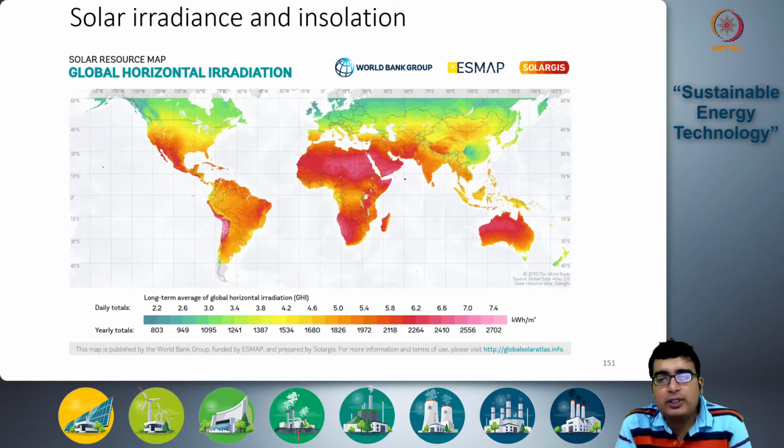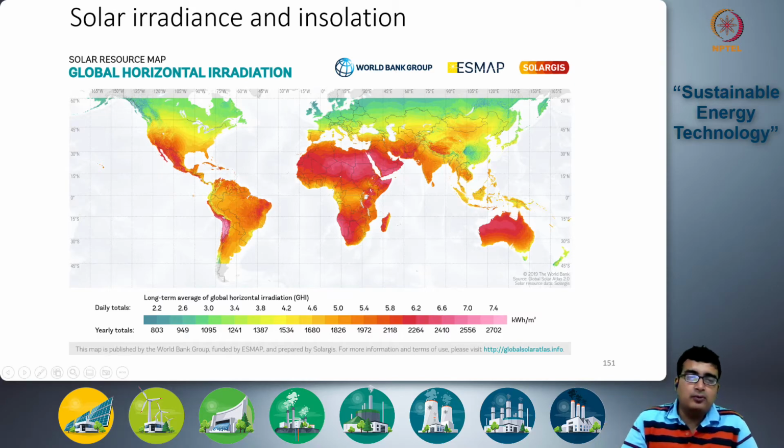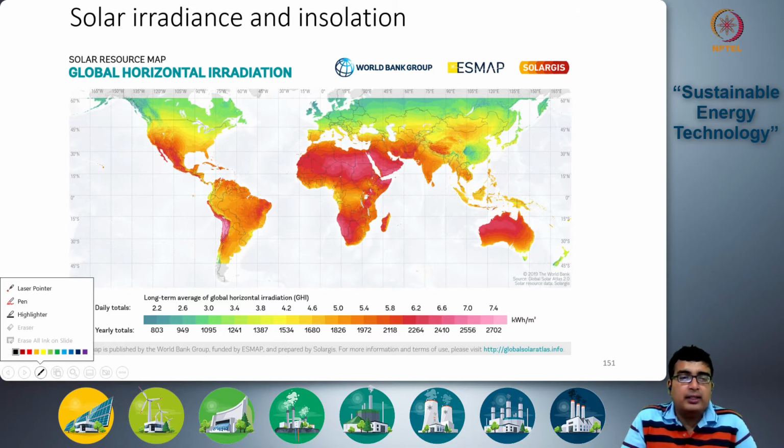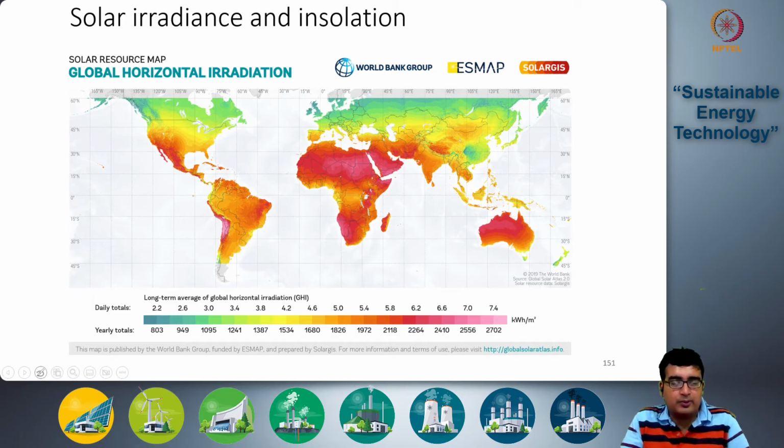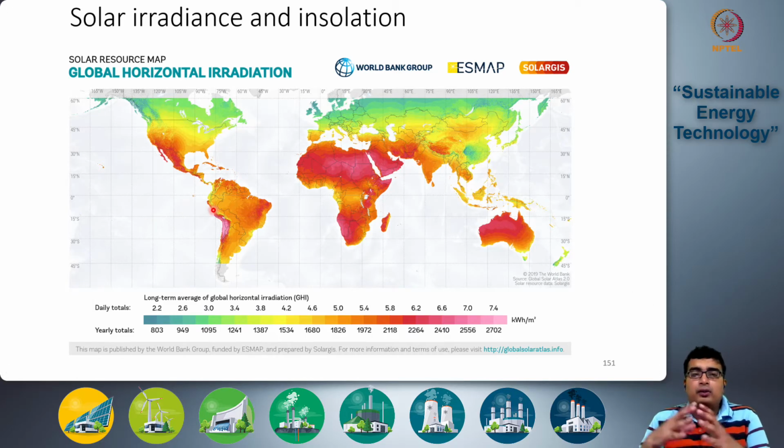So what is this total solar irradiance? Okay, so what this map is giving you is the total horizontal solar flux in watt per meter square, integrated over the entire day. So this is the daily total.